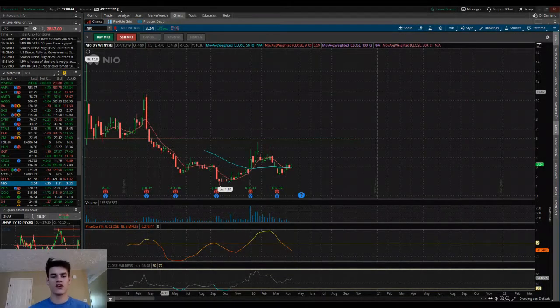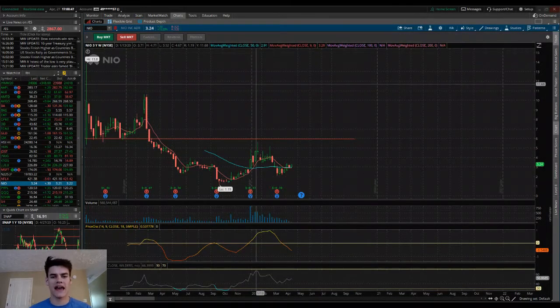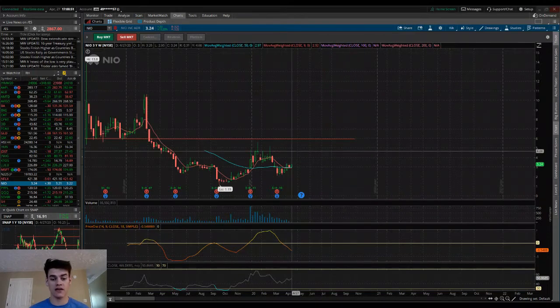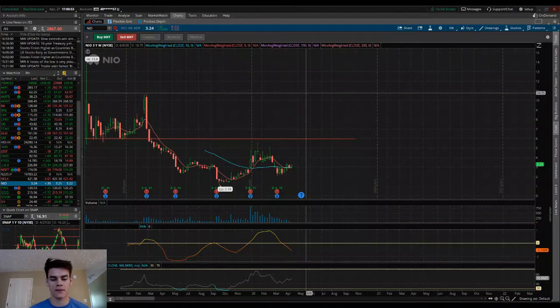Want to do a video here on NIO. So this is going to be ticker symbol NIO. Starting off here on Monday, very nice performance, up over 10%.